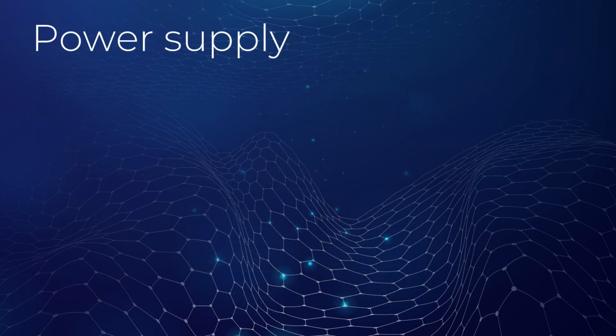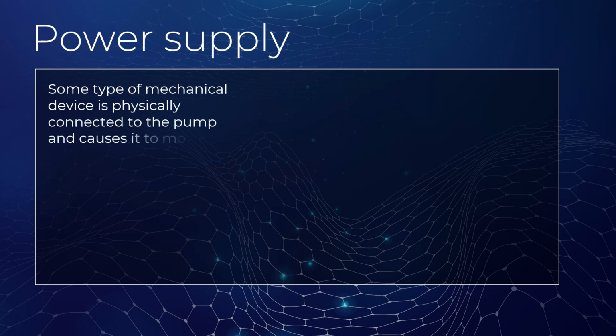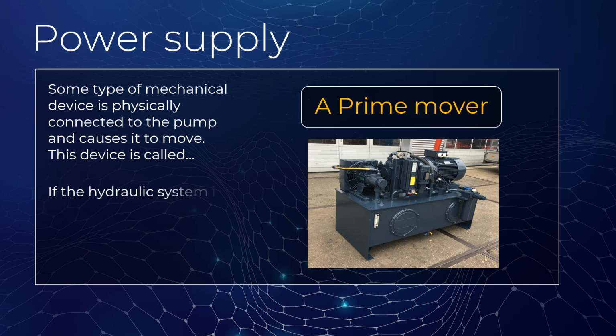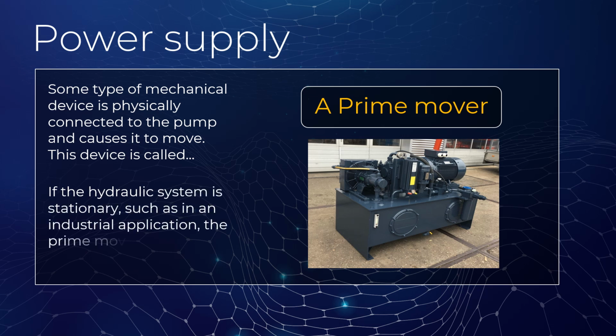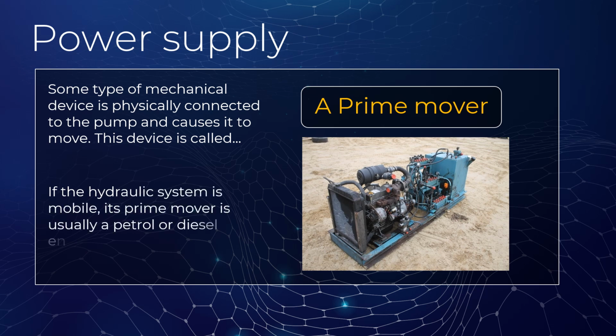Power supply. Some type of mechanical device is physically connected to the pump and causes it to move. This device is called a prime mover. If the hydraulic system is stationary, such as in an industrial application, the prime mover is usually an electric motor. If the hydraulic system is mobile, its prime mover is usually a petrol or diesel engine.